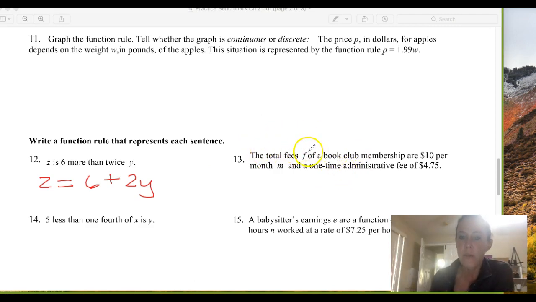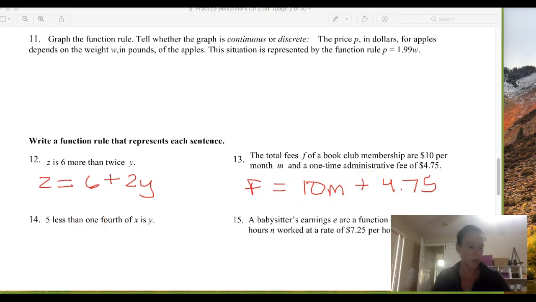The total fees, and they said fees was F, of a book club membership are $10 per month and a one-time administration fee of $4.75. So my fees are going to be $10 for every month, so 10 times the number of months, plus a one-time admin fee of $4.75. There you go. All right, let's go to this one.